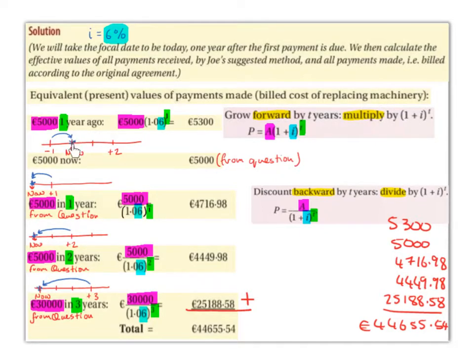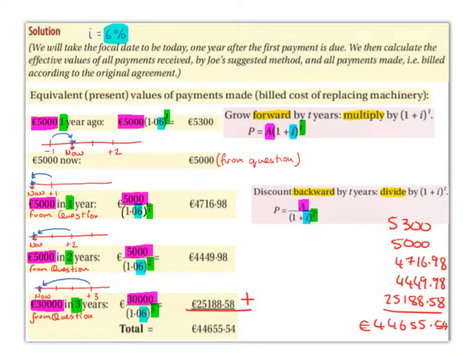If this is now, then 1 year ago, €5,000 was due. So we're going from 1 year ago forward to the present date, which is now. We're growing forward, so we use the formula where we multiply: P is equal to A times (1 plus i) to the power of t. The A is the €5,000, multiplied by 1.06 because the i is 6%, and the t is 1. So the €5,000 due 1 year ago is now worth €5,300. We've accumulated forward from 1 year ago to now. There's also €5,000 due now to replace the next set of machinery, as we were told in the question.